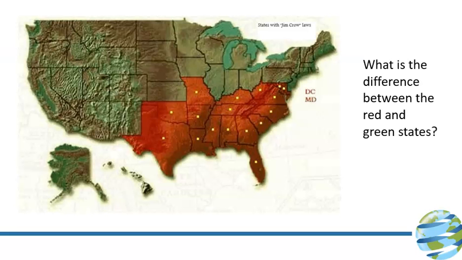Having a look at this map of the United States, I want you to think for a minute about what the difference is between the red and green states. Some of our more eagle-eyed viewers might notice at the top that it says states with Jim Crow laws, but I want you to think about what does that really mean.